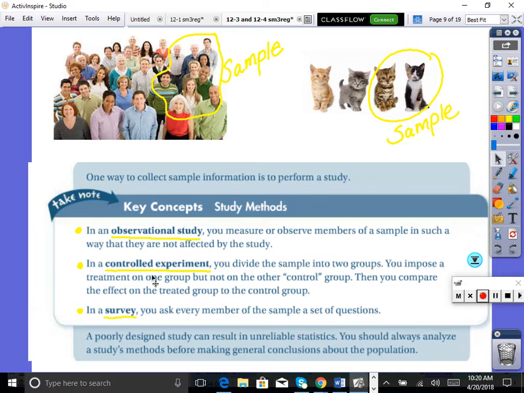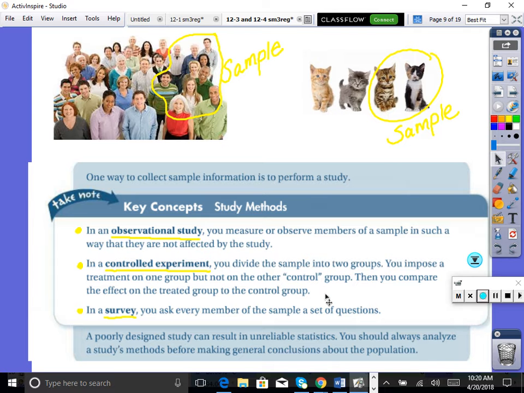So in a controlled experiment, you divide the sample. You would divide the sample in half. Boom. You impose a treatment on one group but not the other control group. Then you compare the effect of the treated group on the control group. I had a kid last year who did a controlled experiment, and I heard one on the radio this morning for a bunion removal on your foot.